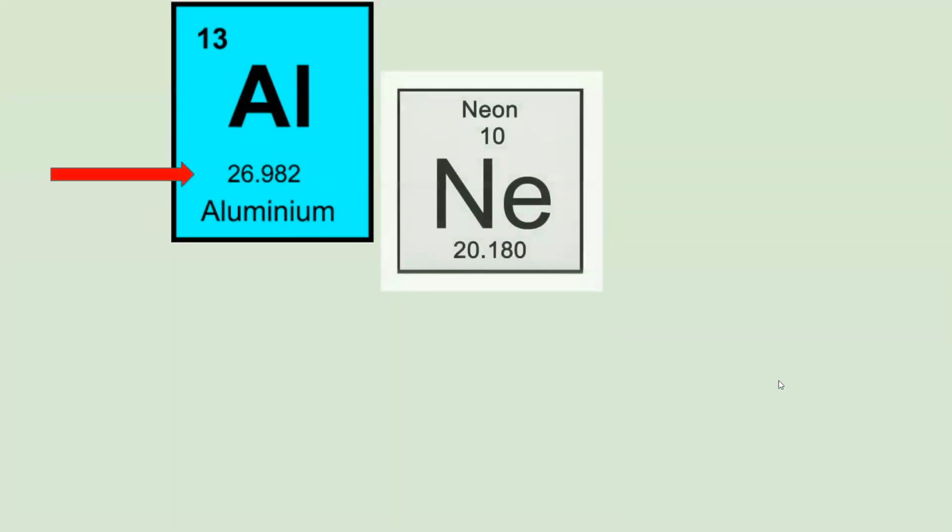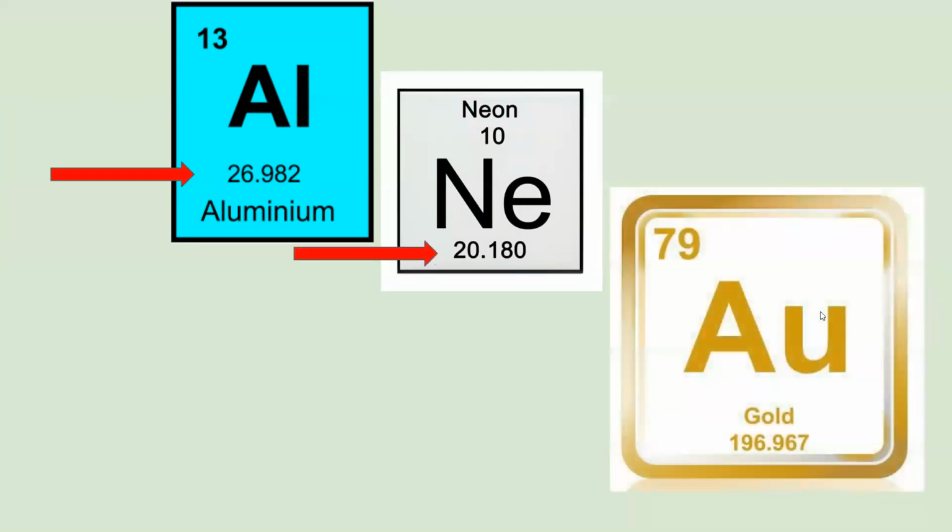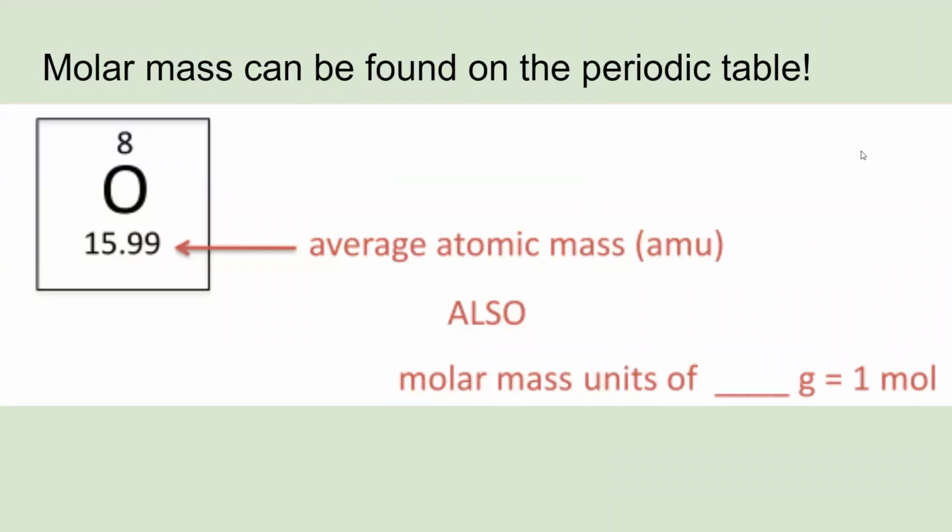Similarly, let's say you had neon and you put a mole of neon on a scale and you were to see what the mass was. Its mass for 1 mole of neon would be 20.180, and that's in grams. Gold, if you were asked, what is the molar mass of gold? What is the mass of 1 mole of gold? You would say, oh, it's right here. It's 196.967 grams. Okay, we can find molar mass on the periodic table.